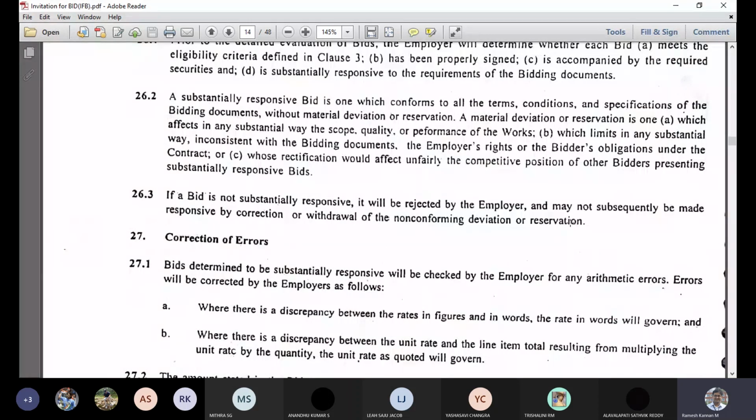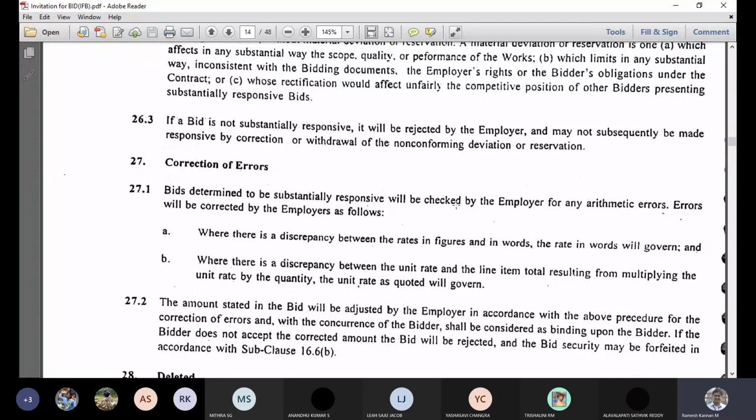Then correction of errors is also pretty important. People talk about not only inconsistency or error, but also minor errors that might be unintentional. Say, for example, in words they say 40,000 rupees, and in the figures they just put 4 lakh. They add one 0 extra, so the wording matters. So in that case, it's just a typographical error or something like that. That is pretty similar in every bid proposal.